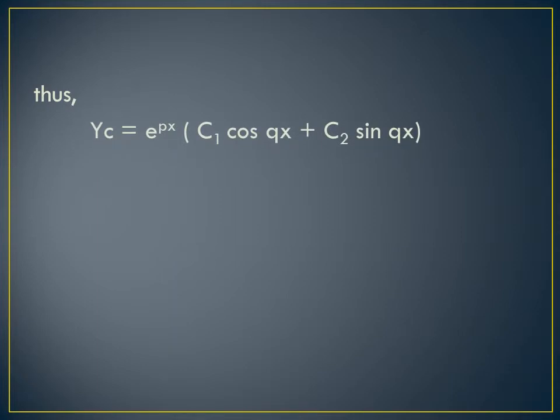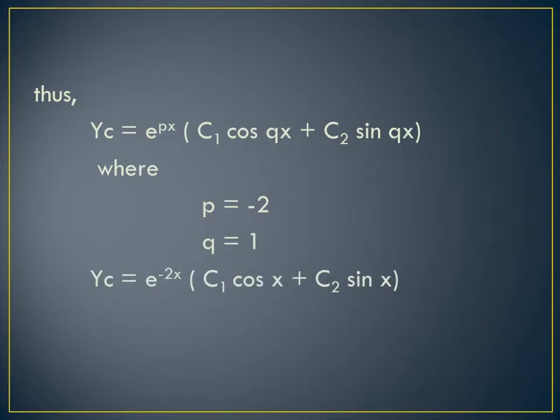Thus, yc = e^(px)(c1 cos qx + c2 sin qx), where p = -2 and q = 1, so our yc = e^(-2x)(c1 cos x + c2 sin x).